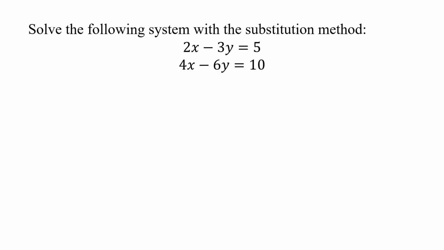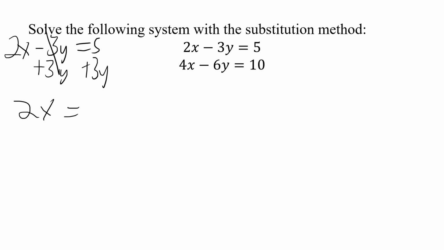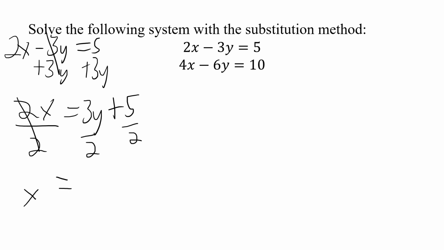On this one, I'm going to use the top equation to get a variable by itself. I'm going to get x by itself. We have 2x minus 3y equals 5. I'm going to add 3y to both sides so that I can get x by itself. And what I get is 2x equals 3y plus 5. What I need to do is divide everything by 2 to get the x by itself. So x equals 3y over 2 plus 5 over 2.